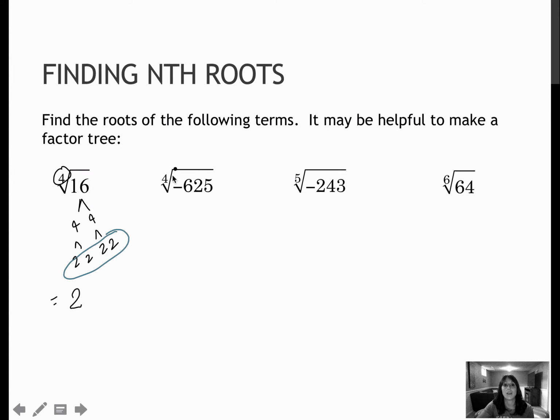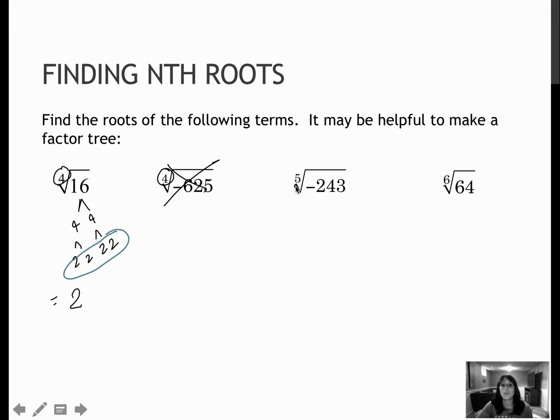Negative 625. Now this is a 4th root. A 4th root is an even root, just like a square root. So there's no number that I could take times itself 4 times and end up with a negative value. So this one cannot be reduced until we learn that technique. So for now, just don't.